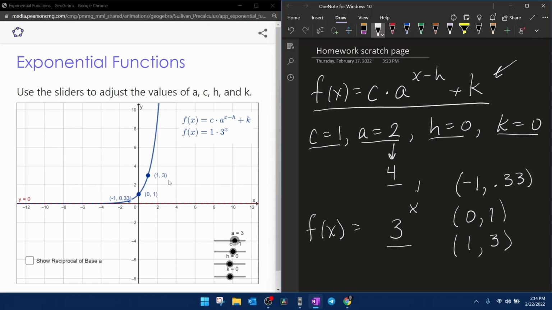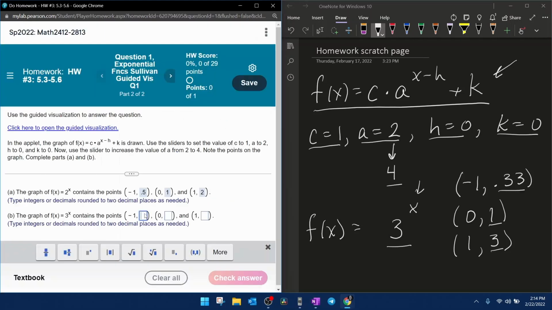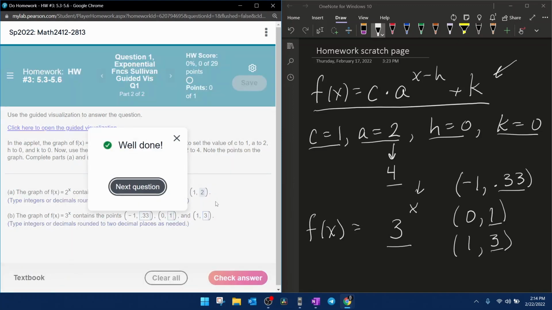And again, if we want to figure those out algebraically, we simply plug in for x, negative 1, 0, and 1, and then evaluate those. You should get the same y values. And here we go, plugging in. We're going to do the 0.33 because if you read, it says rounded to 2 decimal places, so that indicates they want the 0.33. And then when x is 0, y is 1. When x is 1, y is 3. And that's going to do it for this particular question.